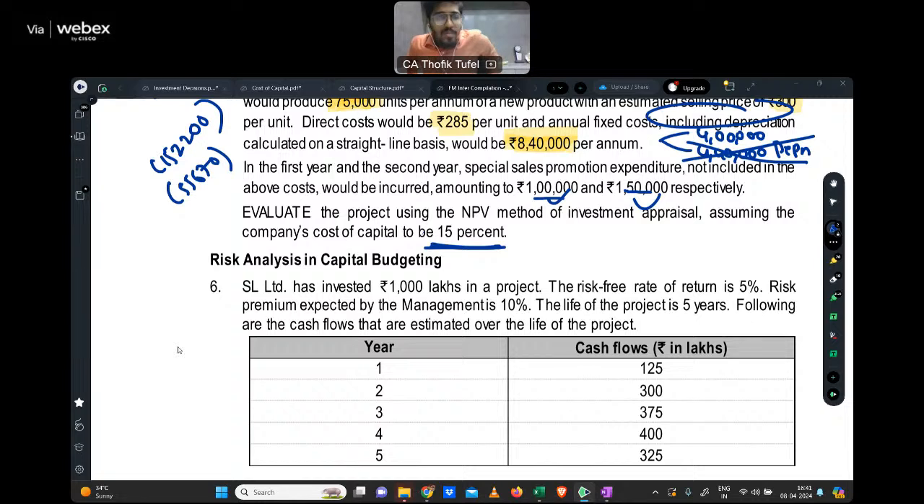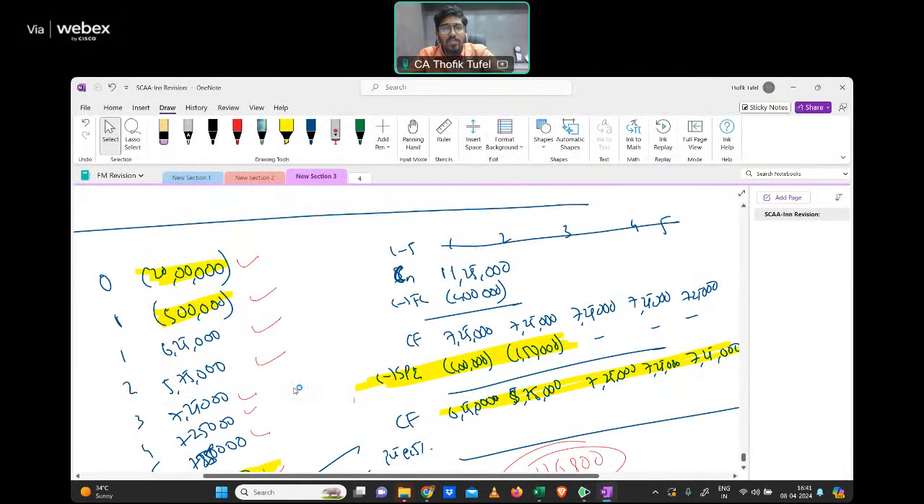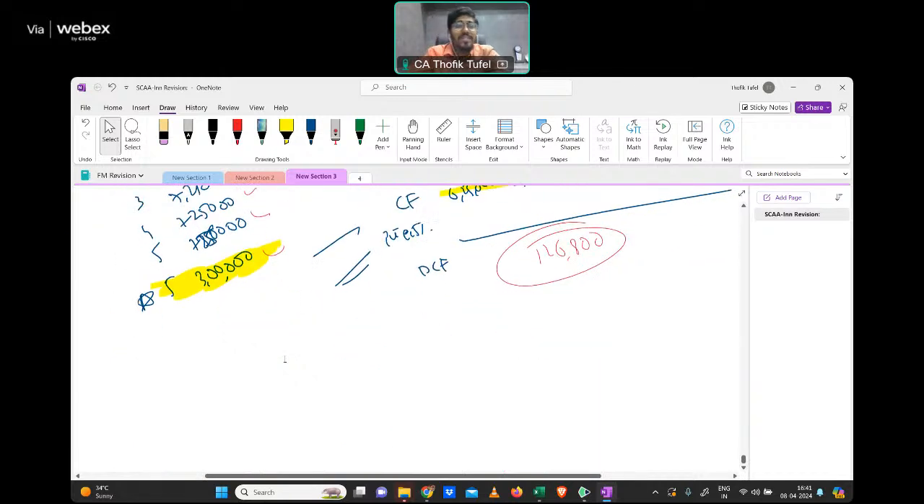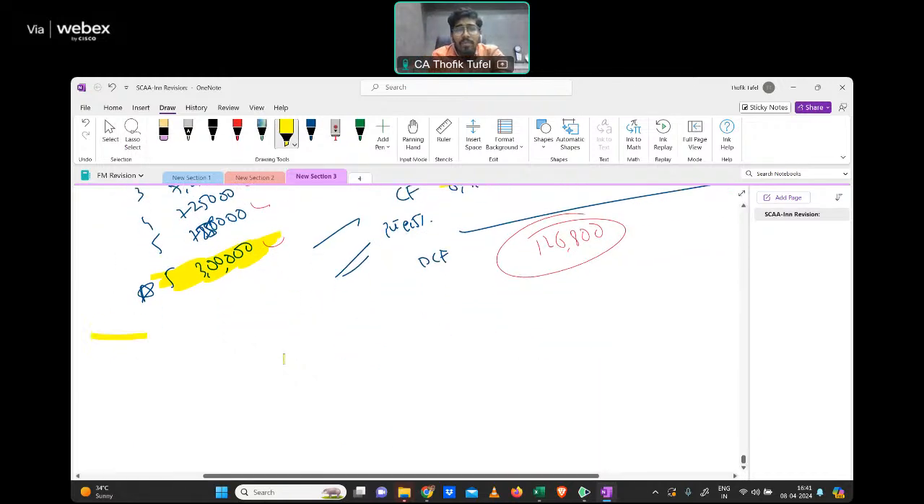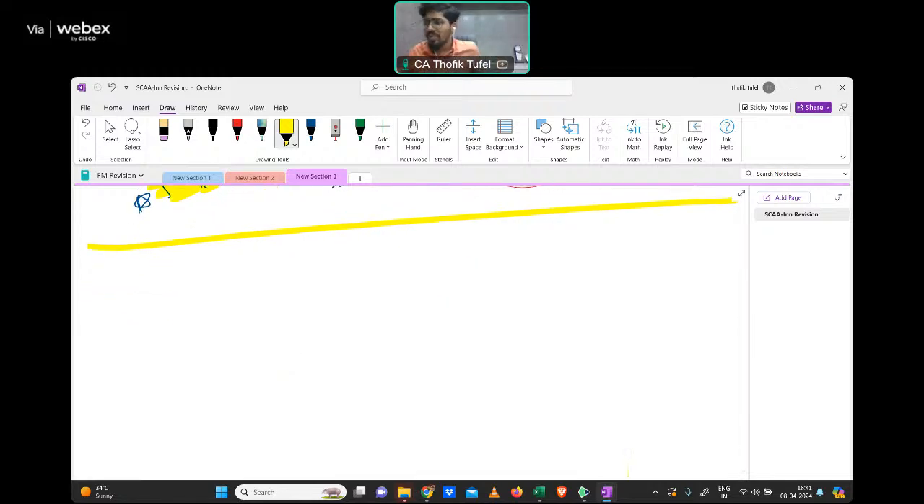So with this, we are closing investment decision. We have some small topics also. This annual NPV, we have completed. We have some small topics like MIRR and all. If I take MIRR and all, it will take some more time. Internal rate of return has less weightage, that is the reason I'm not focusing much on it in the revision.